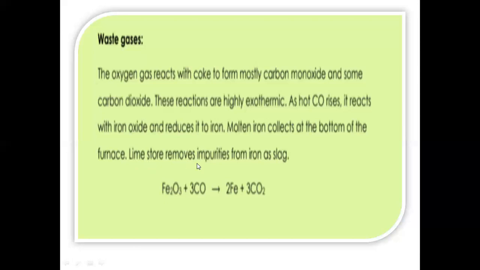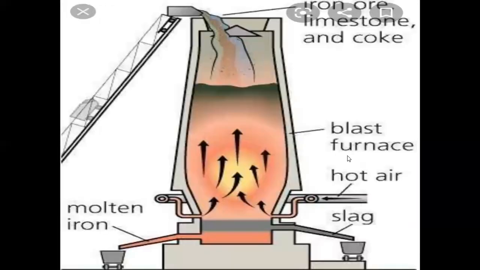Limestone removes impurities from the iron as slag. Limestone will react with the impurities and form slag, which will settle down and form a layer on the molten iron. This layer is the slag, and we can remove the slag through this opening, and the molten iron we can collect through this opening.